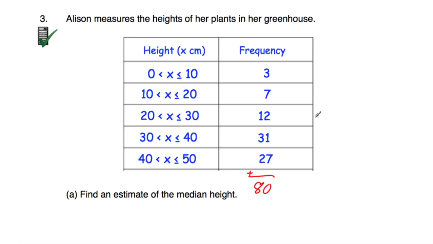So let's find the position of the median. Because it's an estimate, we're going to do n over 2. So it's going to be 80 divided by 2, which is equal to the 40th value. So we're going to look for the 40th value. Is the 40th value in here?